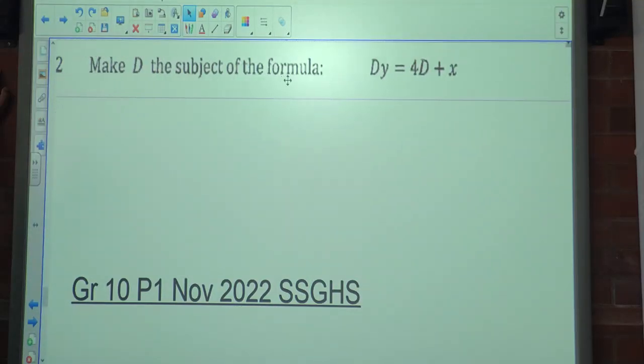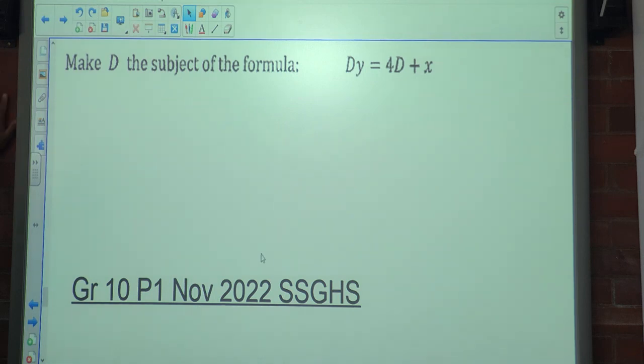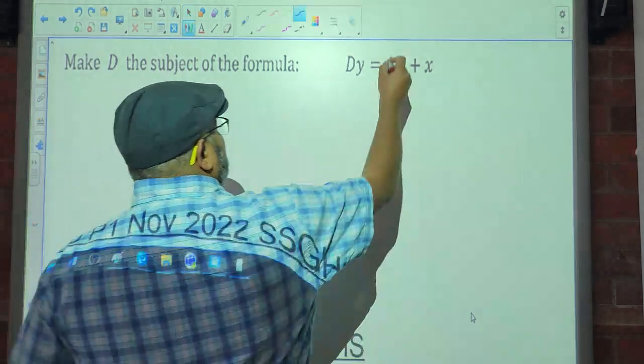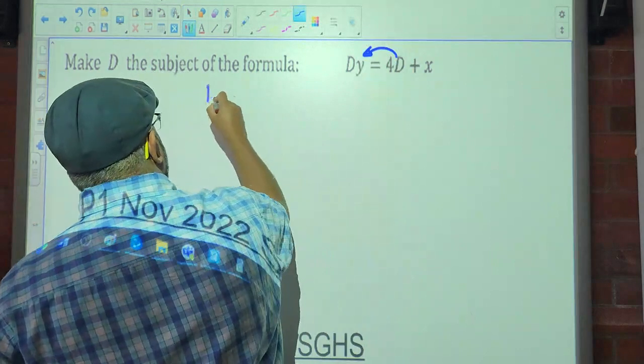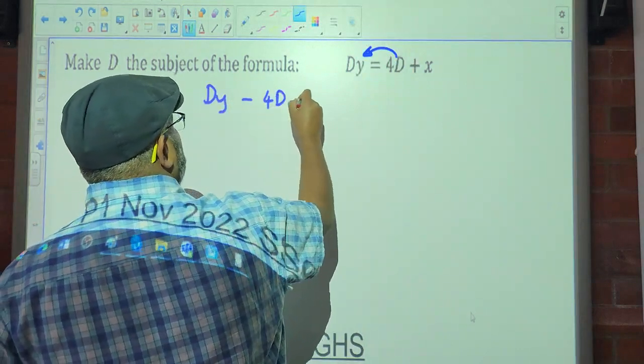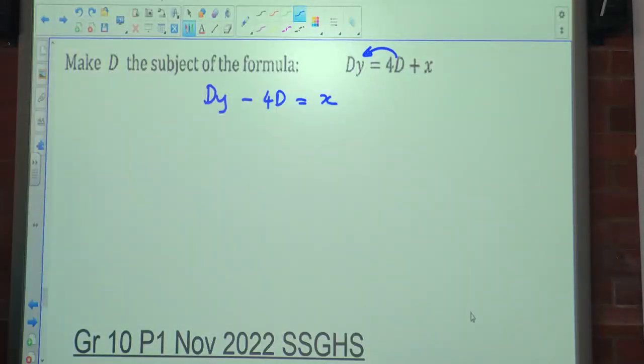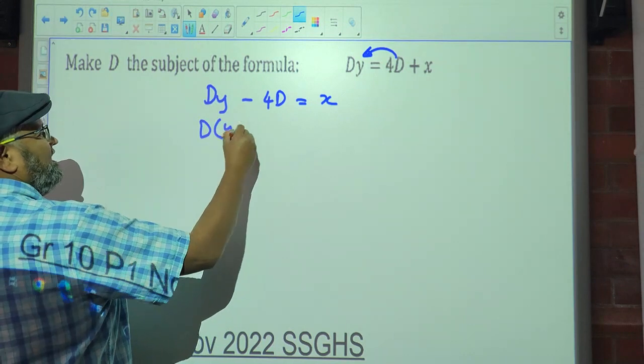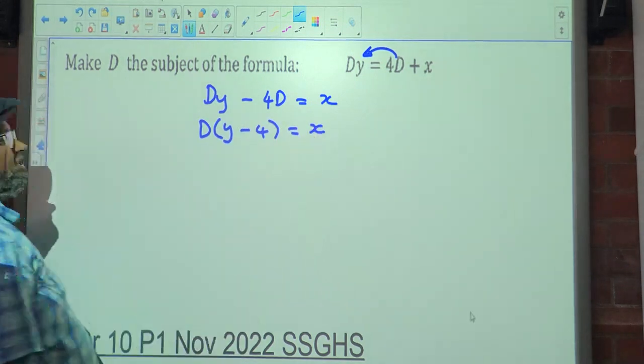4.2. Make D the subject of the formula. Right, so what do I do first? Divide by D. Bring the 4D over. Get the D's on one side and everything else on the other. So Dy minus 4D equals? Now what do we do? Common factor. Yes. We're left with y minus 4 equals? How do I get D on its own?